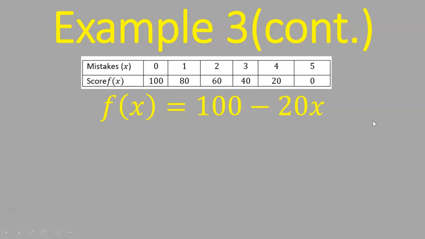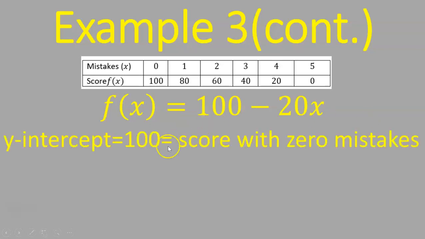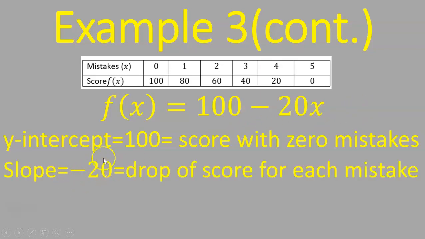Instead, we're going to talk about, well, first, the y-intercept 100 is the score with 0 mistakes. That's where your grade always starts with a 100. You can think of it that way, and then anytime you make a mistake, it goes down from there. And then negative 20 is the amount of points you lose per mistake.